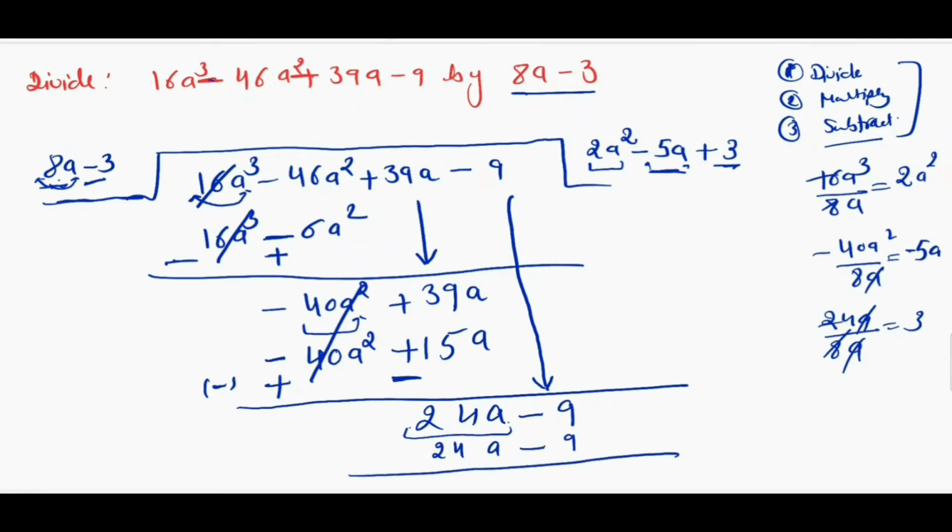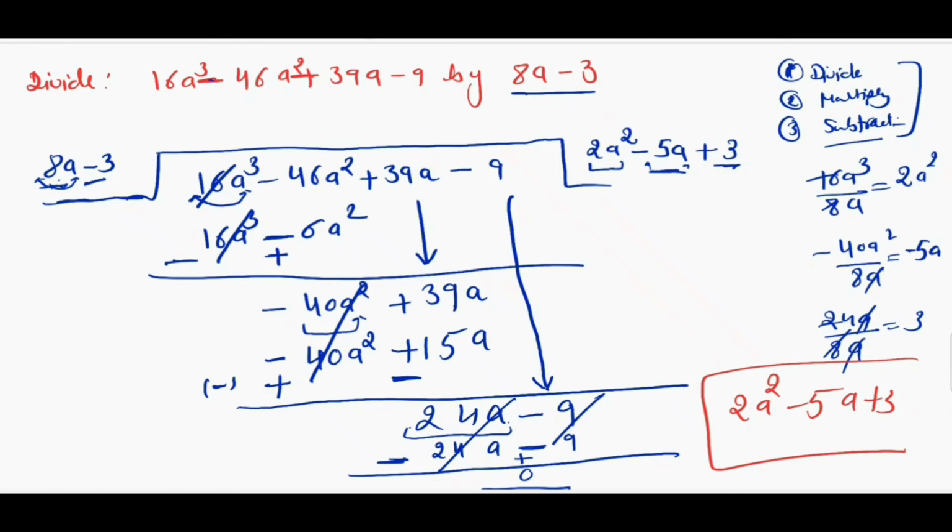So after that I have to subtract. And this will become negative sign here because positive is there. And this is negative, this will become positive sign. So everything will get cancelled with each other. I will get 0 answer. So my answer here is 2a square minus 5a plus 3. And you can verify your answer by multiplying this answer with this divisor.